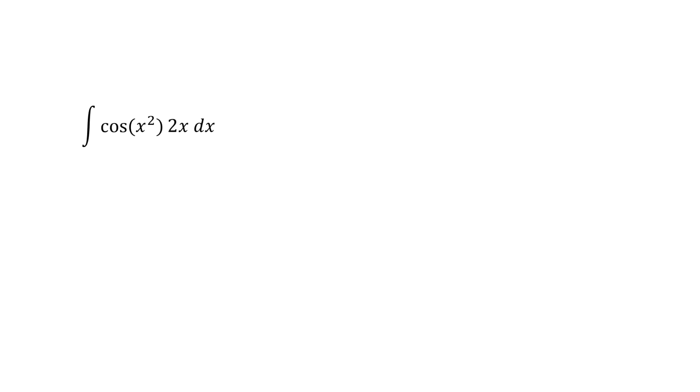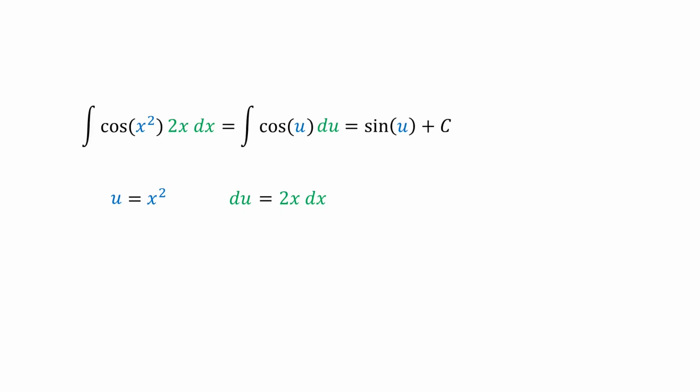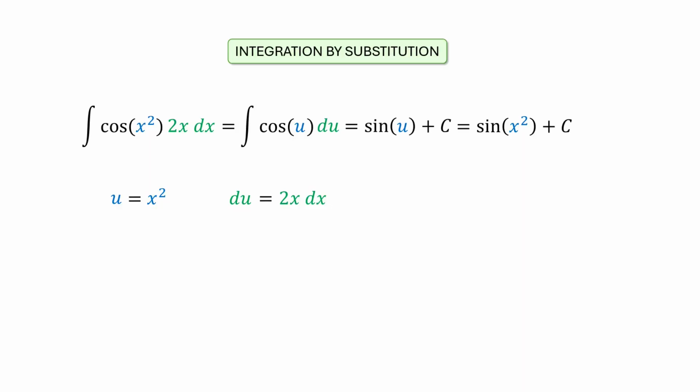Consider the following integral. Notice something interesting? If we treat the argument of the cosine as a function g(x), then the integral is multiplied by the derivative of that function. Let's replace g(x) with a new variable u. Then du is the derivative of g(x), which is 2x dx. And now, we can compute the integral easily. Finally, we substitute u back as x squared. This technique is called integration by substitution.